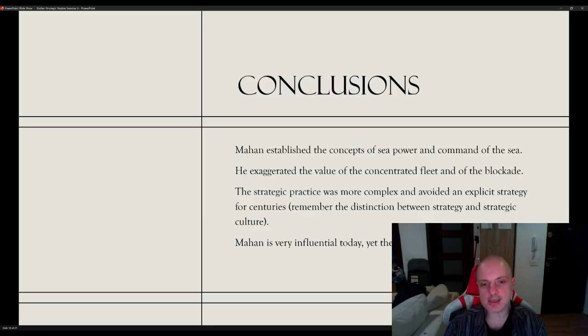And the last is that Mahan is very influential today. You can say that both the US Navy and the Chinese Navy are influenced by Mahanite ideas, especially this idea to build big ships, to rule the waves, and to rule the waves with big ships. Never mind if the big ships are carriers or other types of ships, there is this attraction for capital ships.